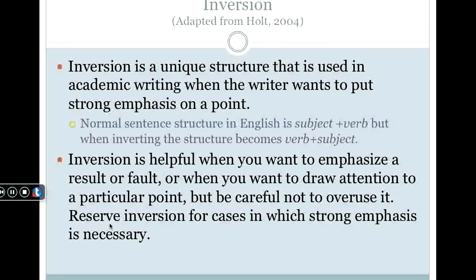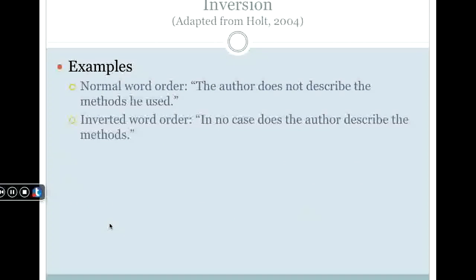Inversion is helpful when you want to emphasize a result or a fault, or when you want to draw attention to a particular point. But you must be careful not to overuse it. Reserve inversion for cases in which strong emphasis is necessary. It is not a good thing to overuse it. So here are a couple examples.